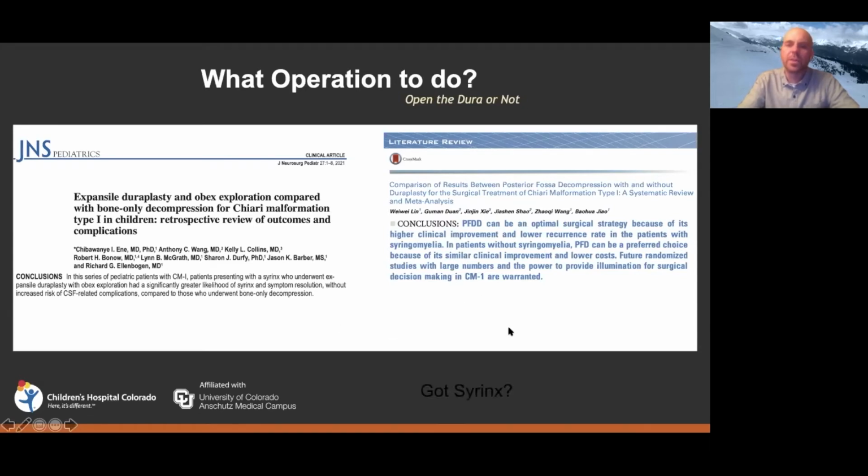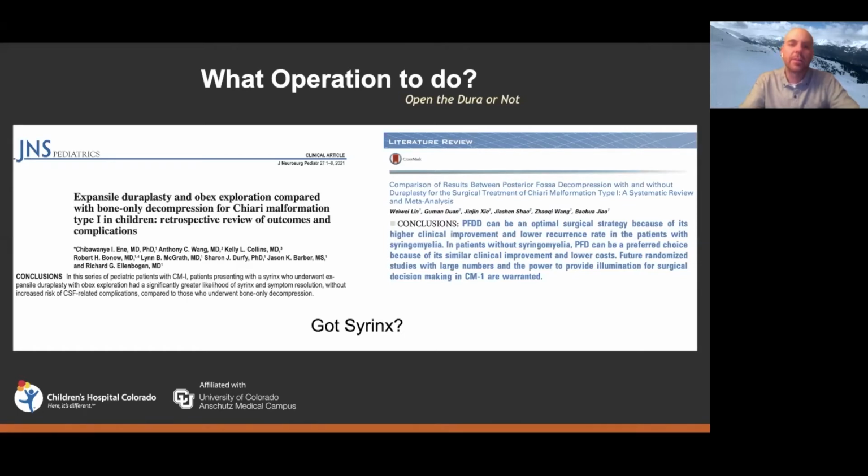So in both of these papers, they basically said, if you've got a syrinx, we'd probably lean towards doing a duroplasty. In the meta-analysis, the paper on the right, what they said is if you don't have a syrinx, we would probably lean towards not doing a duroplasty in order to avoid the risk of CSF leak or other complications that can happen when you open the dura. Because a dura is like a big water balloon, it's under some pressure. You create a weak spot in it by opening it and sewing it shut, and you can have complications as a result of that.